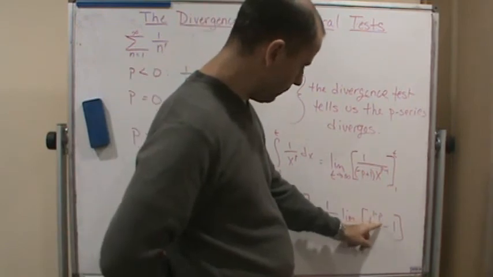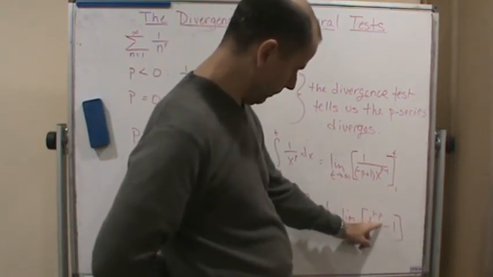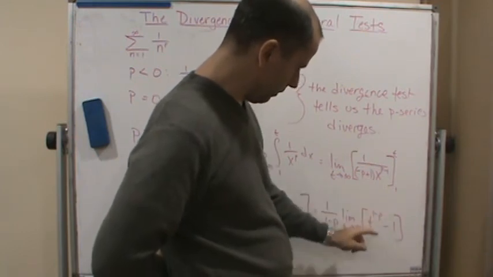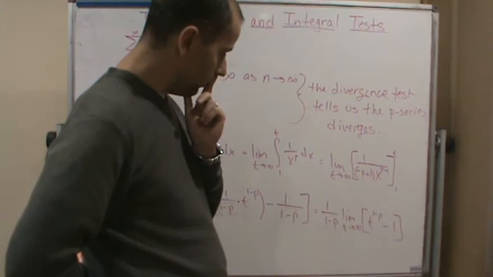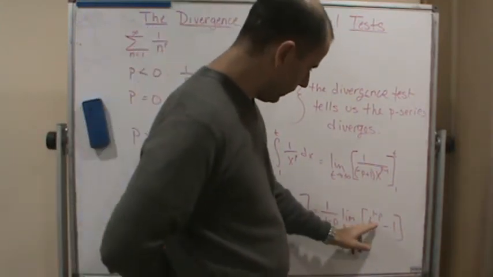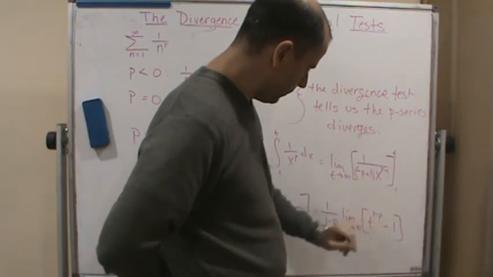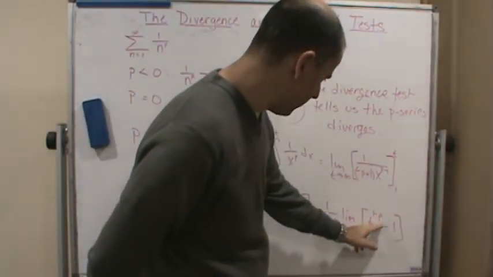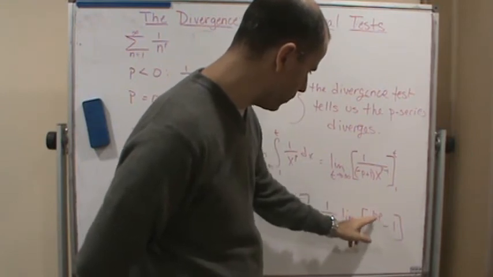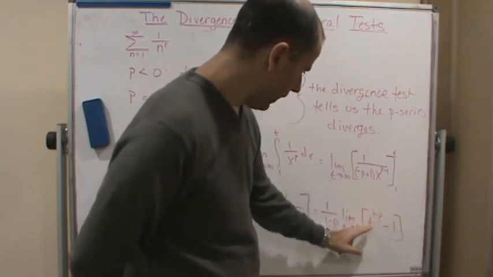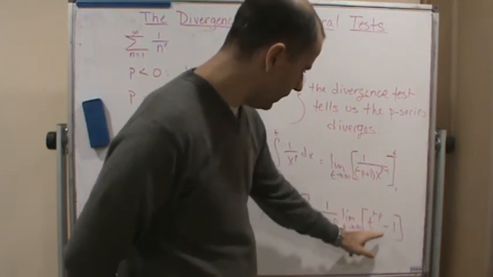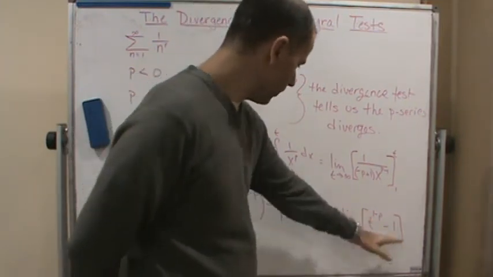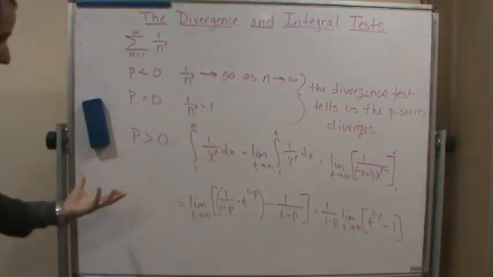If we put in a value of p that's less than 1, this whole thing is going to be positive, right? And if so, what happens as the limit goes to infinity? The whole thing's going to go to infinity, because if p is less than 1, we get 1 minus something less than 1, so we get something positive. And so as t goes to infinity, this whole thing goes to infinity, and the series diverges.